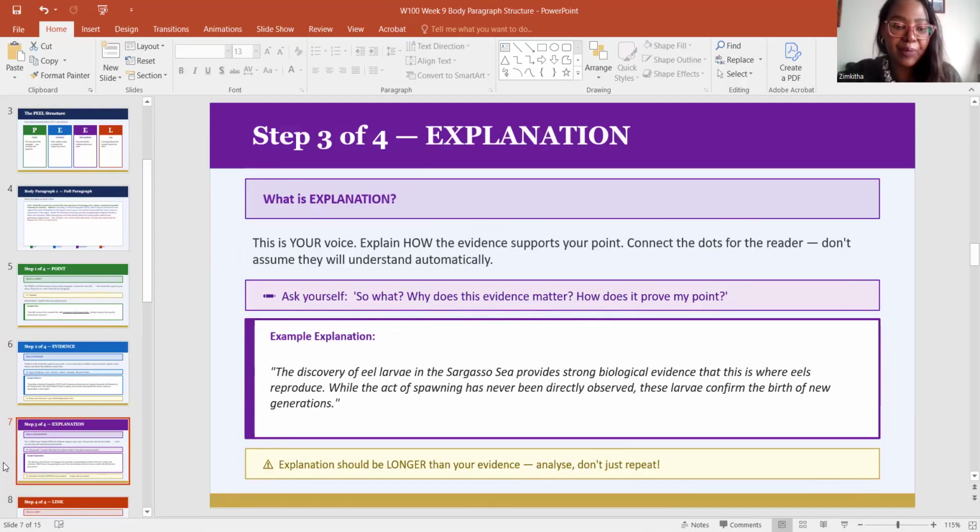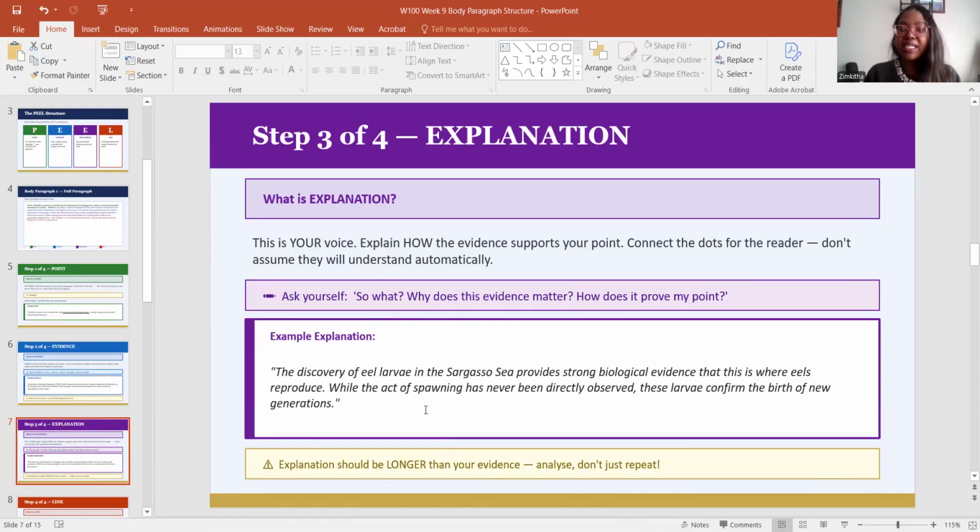Here is an example. The discovery of eel larvae in the Sargasso Sea provides strong biological evidence that this is where eels reproduce. While the act of spawning has never been directly observed, meaning the process of reproduction, people have never seen that. However, the fact that larva was found confirms the birth of the new generation, meaning that this is where eels actually come from.